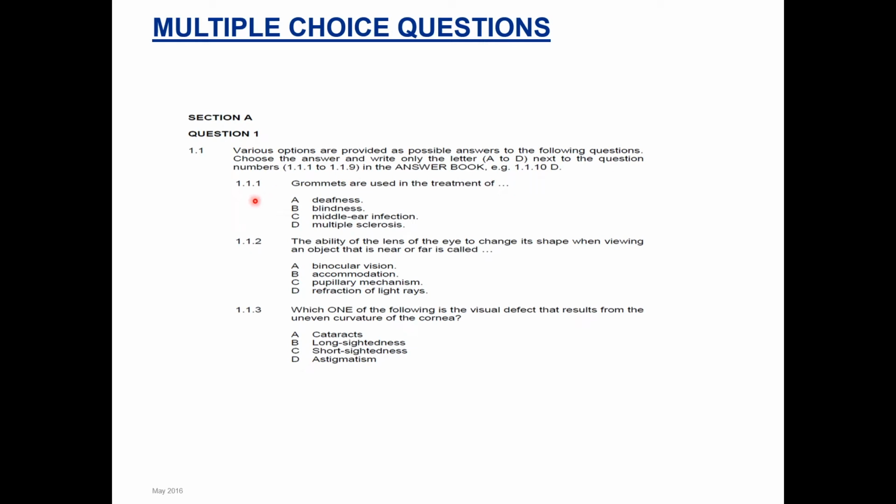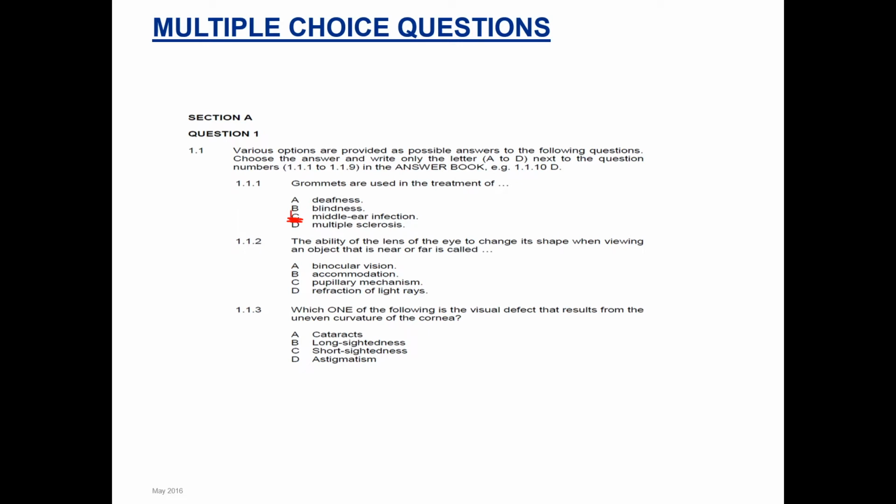Now, 1.1.1, very important. Grommets are used in the treatment of. Now, we have learned our work and they've given you deafness, blindness, middle ear infection, multiple sclerosis. Now, it's a process of elimination. So you must know that grommets are used in the treatment of middle ear infection. So your answer is C.